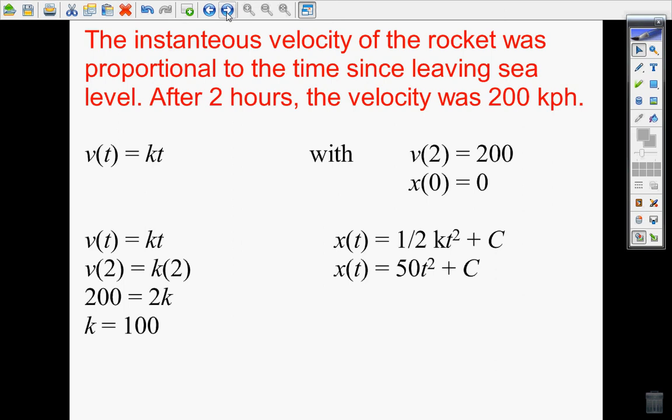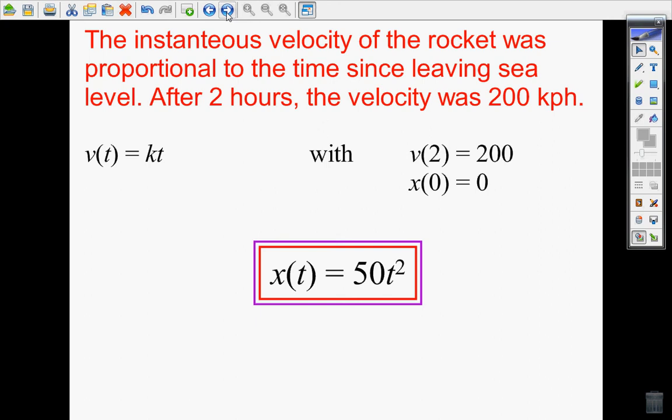Plugging in the fact that x of 0 is equal to 0, we have x of 0 is equal to 50 times 0 squared plus a constant. 0 is equal to 0 plus c, and therefore the constant is 0. Therefore, the solution to this differential equation is x of t equals 50t squared.